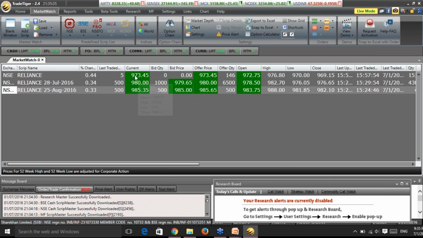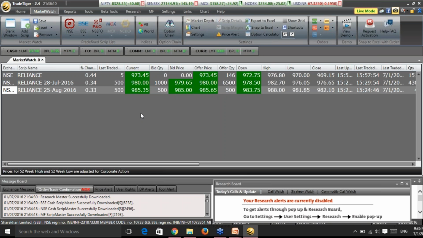So look here, the spot price is 973. The Reliance share is trading at 980, and that is the July expiry, and the August expiry is trading at 985. All the prices are different. Why? Because of the opportunity cost. So that's why the future contracts are priced a little more than the spot price. And the situation here is a contango situation.